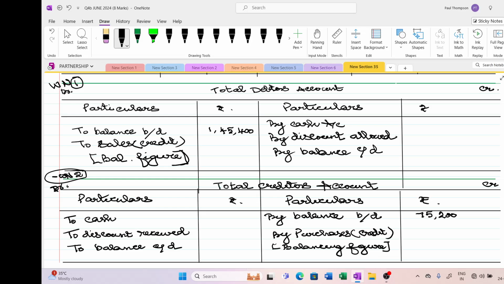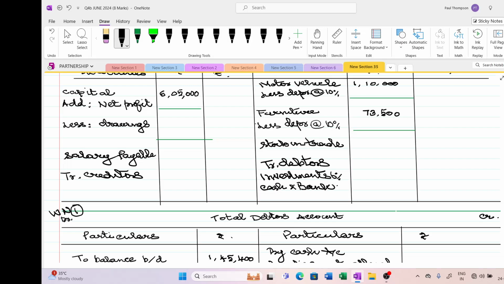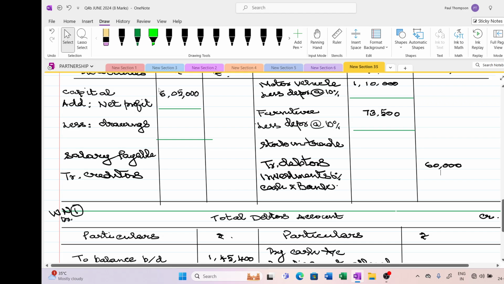Okay. Then they have given investment. Investment will go to your asset. Investment, I am writing in the outer column, 60,000. Then they have given cash in hand and bank. This is opening balance. We don't need this balance. Clear? Now I'll show you the question.